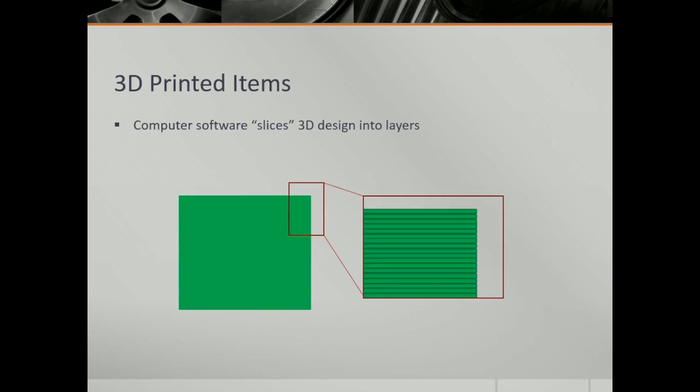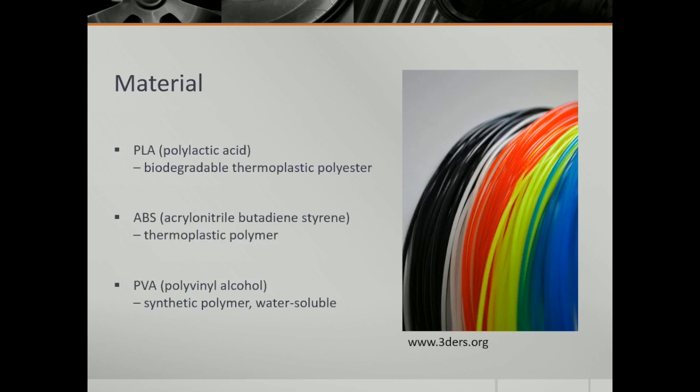Extruders work by printing 3D objects layer by layer. Therefore, any 3D design is inserted into computer software, which slices the design into the layers so that the printer can print it. The materials used in extruders are thermoplastics, which are plastics that melt at a low temperature. These include but are not limited to PLA, ABS, and PVA.